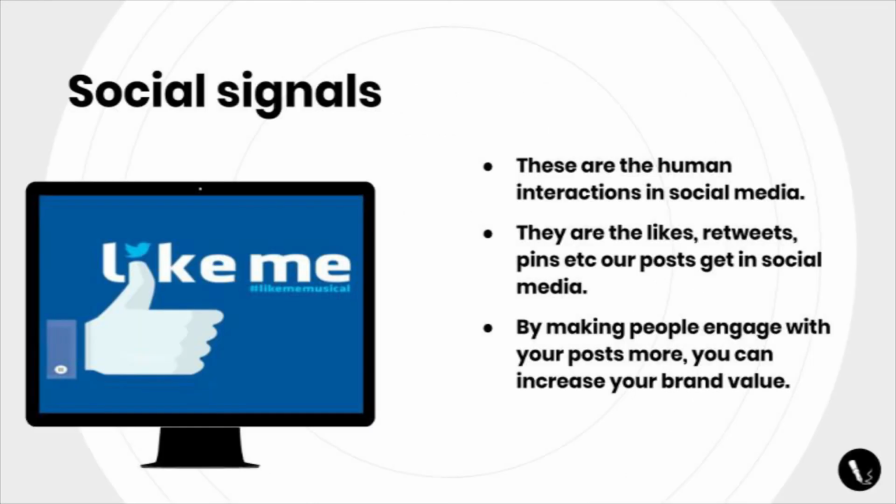Social signals. According to Moz, social signals are human interaction metrics on social platforms like Facebook, Twitter, LinkedIn, Reddit, Medium, etc. These signals are basically likes, retweets, pins, etc. Using these signals, we can find out which social media platform is performing the best and how to better the ones which are not up to the mark.